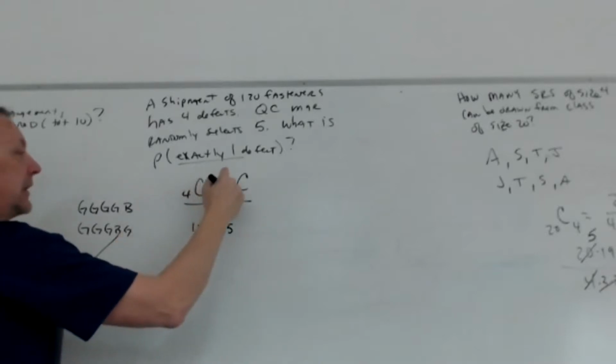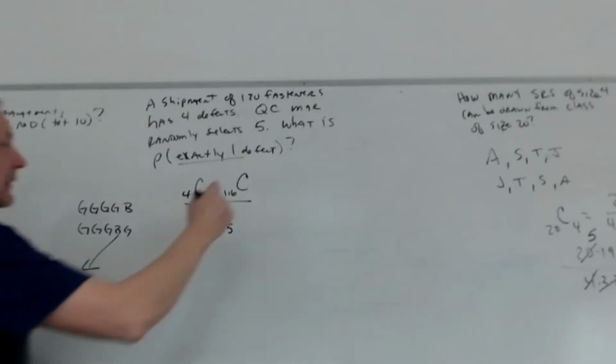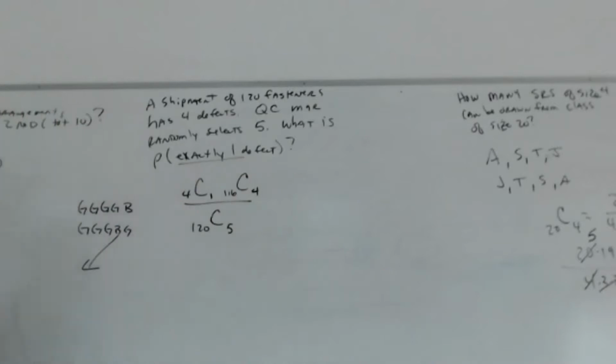There are 116 good ones. And how many good ones am I picking? 4. I'm picking 4. Okay. So that's how we're going to set it up. Now we're going to go crazy with fractions.